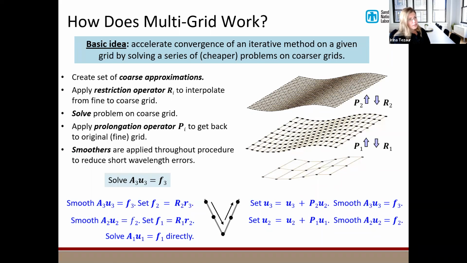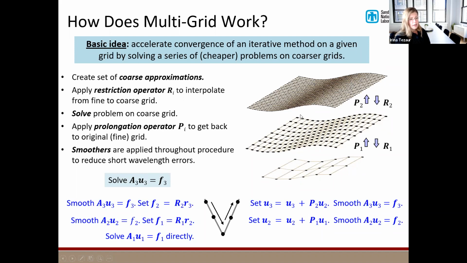So just to do a little bit of a deep dive into the solver that I mentioned, I was one of the contributors to this, so I decided that it would make sense to highlight this in this part. So just to summarize a little bit how multigrid works for those who aren't familiar, the basic idea of multigrid methods is to accelerate convergence of an iterative method on a given grid by solving a series of cheaper problems on coarser grids. So you're going to have your initial grid, you're going to create coarse approximations, which are shown here. You're going to define what's called the prolongation and restriction operators that let you interpolate between the grids.